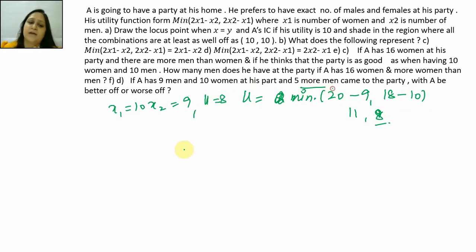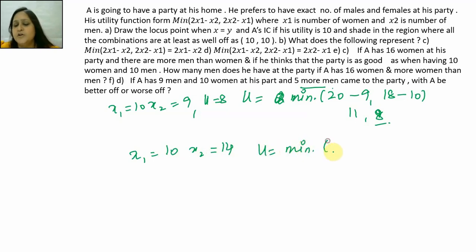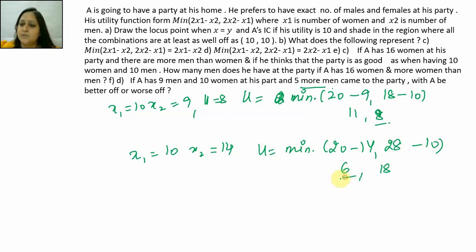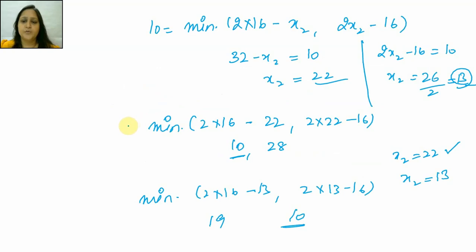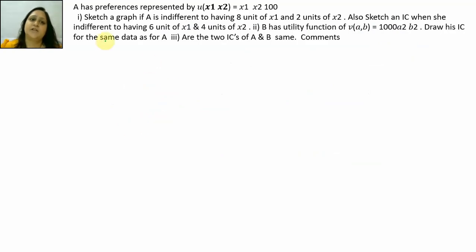And 5 more men came to the party, which means now x1 is 10 and x2 is 9 plus 5, 14. Then my utility becomes the minimum of 2x1, which is 20 minus 14, and 2x2, which is 14 into 2, 28 minus 10, so the minimum of 6 or 18. The minimum is 6. So will A be better off or worse off? A will be worse off. Right, so I hope this question is correct for you guys. Let's do the next one.